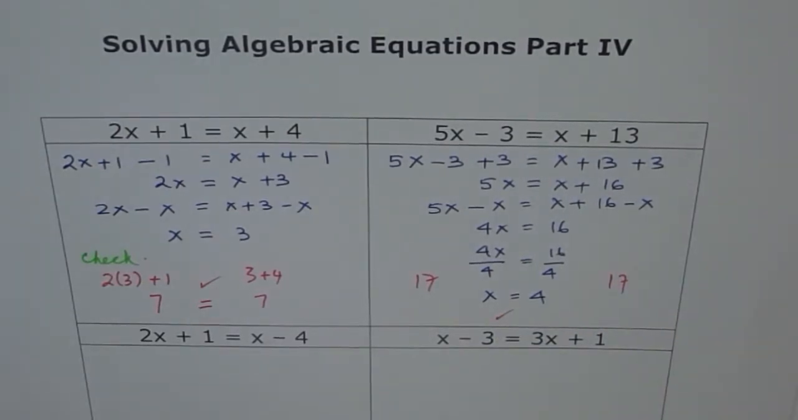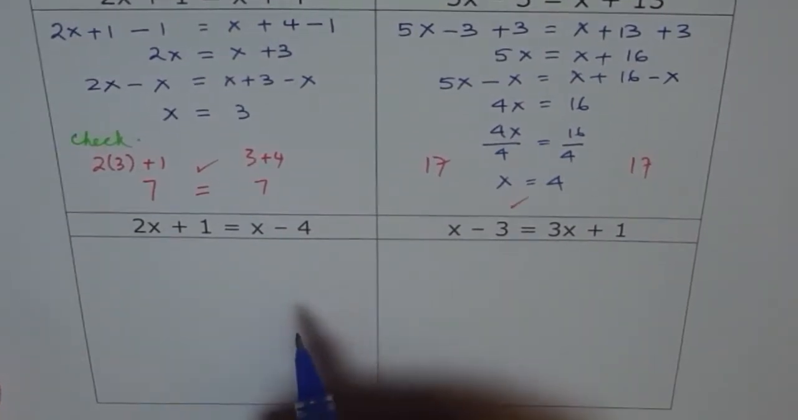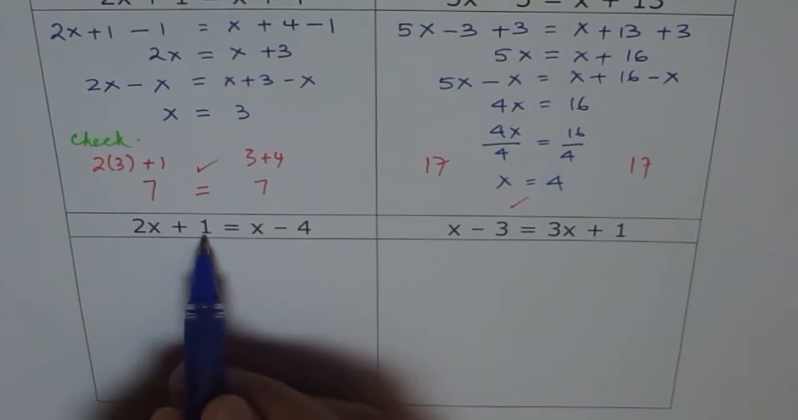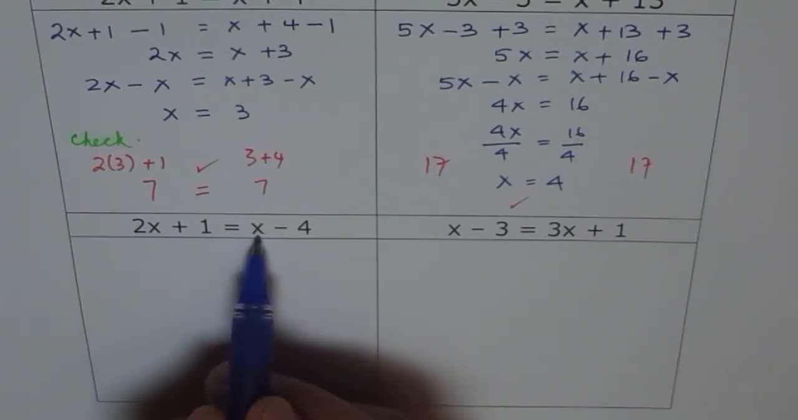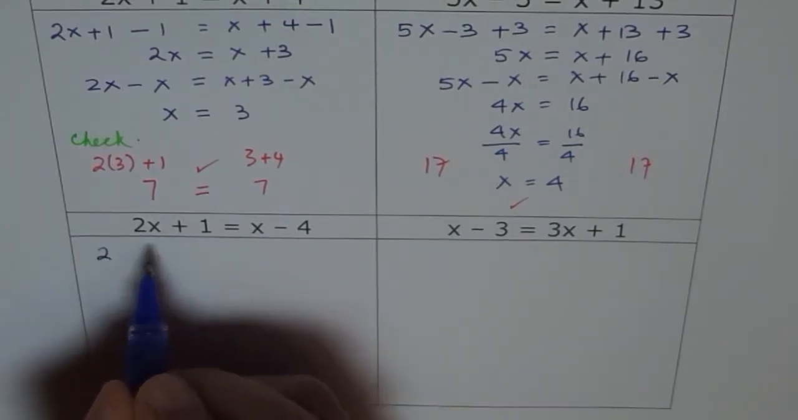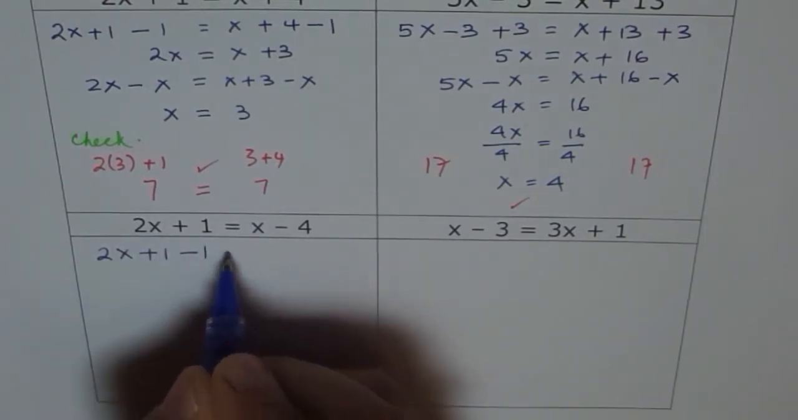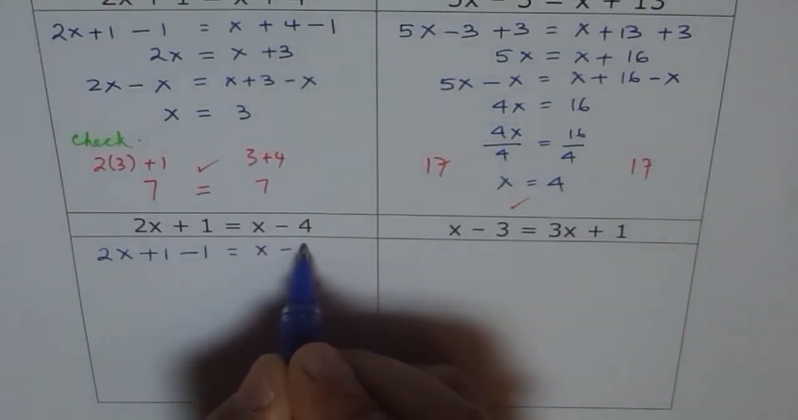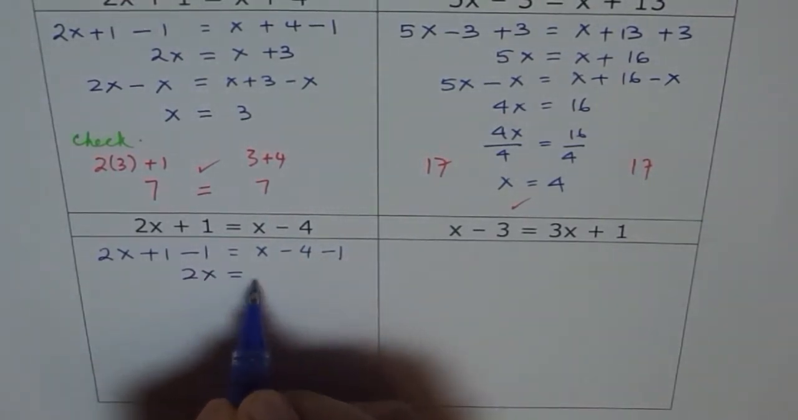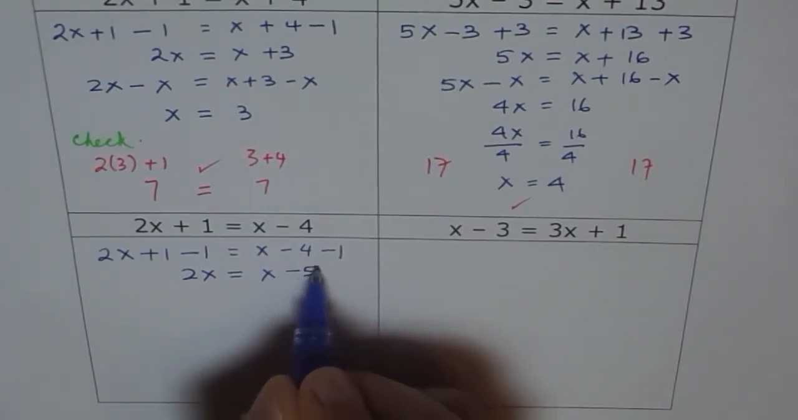Let me take you to the next example. I think by now you've understood the method of doing it. So do it with me. First step, we'll get rid of 1. Second, we'll get rid of this x from the right side. Let's do the elimination of this number 1. So we'll do it by 2x plus 1 minus 1 equals x minus 4 minus 1. So we get 2x equals minus 4 minus 1, which is minus 5.